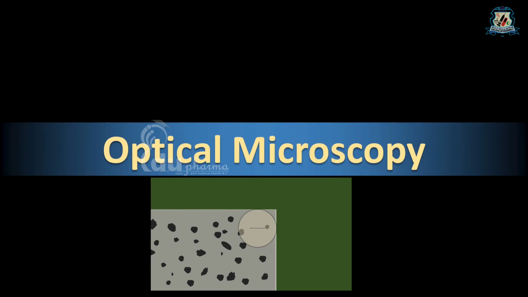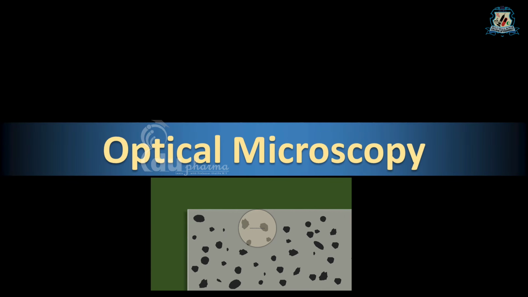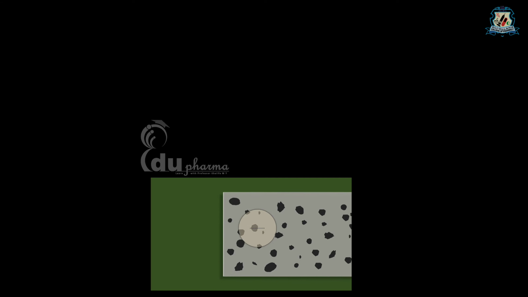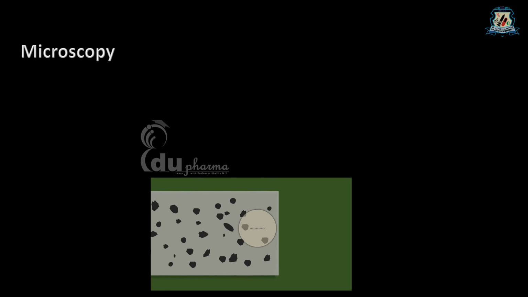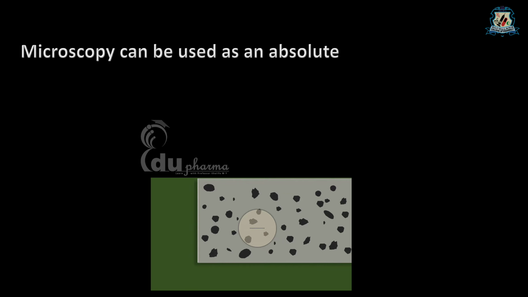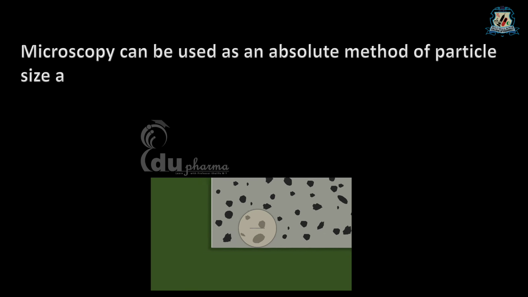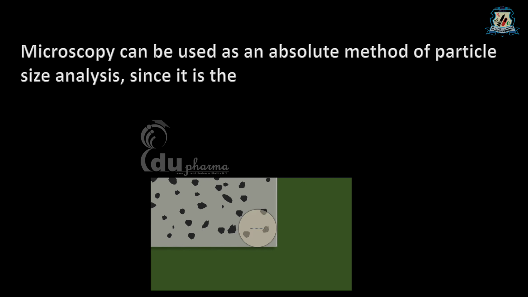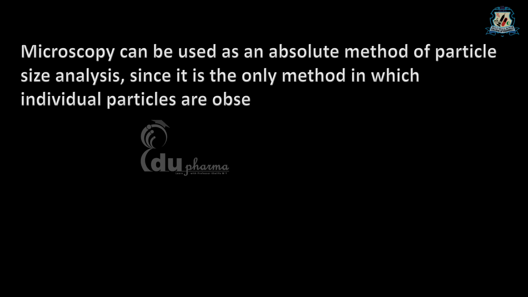Today I am going to talk about another method for the study of particle size distribution, which is nothing but optical microscopy. It is the counting type method as we have discussed in the earlier video. Microscopy can be used as an absolute method of particle size analysis. Actually, it is the only method in which we can observe and measure the individual particles.